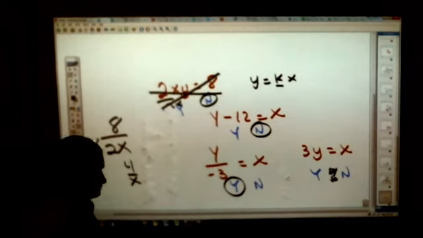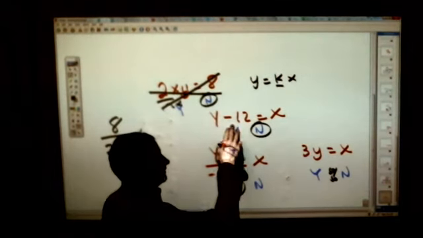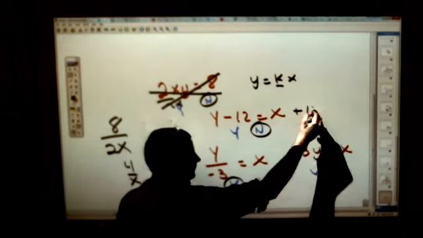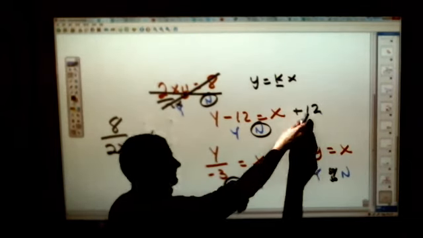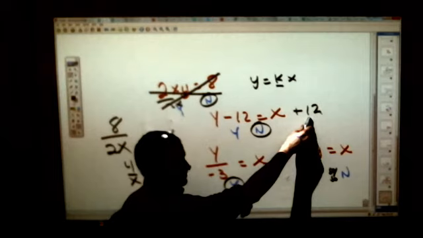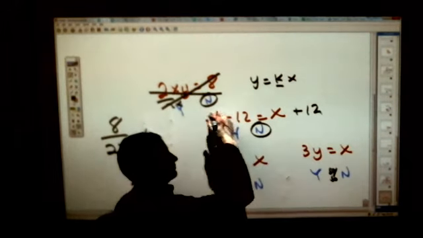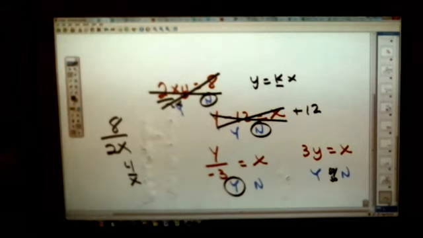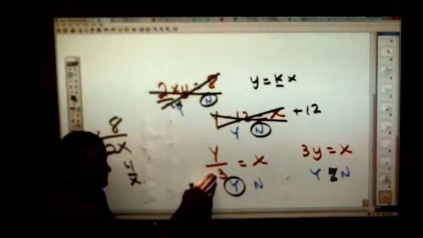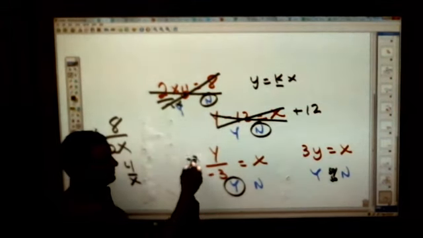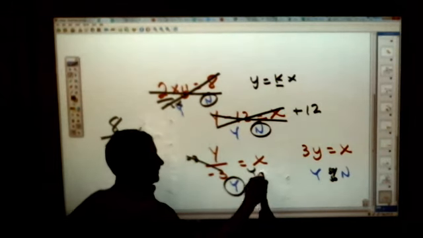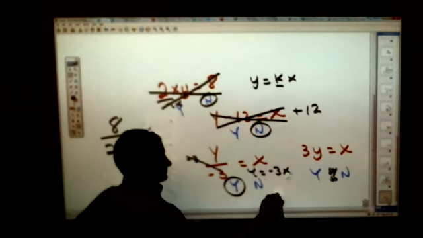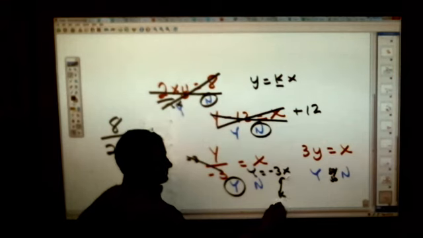The second one, again, solving for y, you would add 12 over there. And if you did, that's the y-intercept. There's no way this goes to the origin. So yes, this one is not direct variation. This one here, if you solve for y, what do you get? Multiply both sides by -3. You get y equals -3x. Yes, that is your constant of variation, -3.